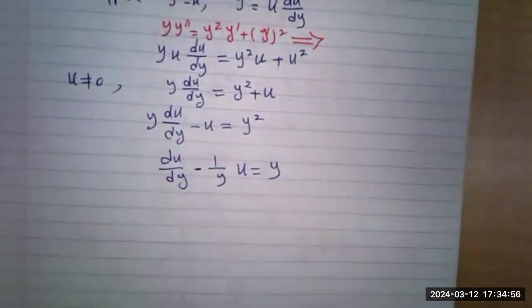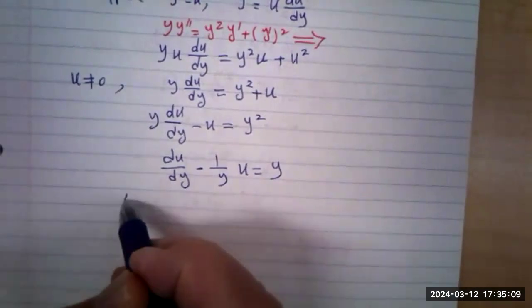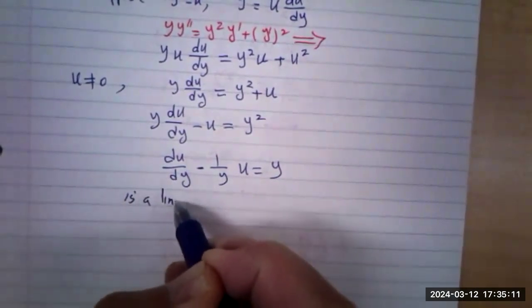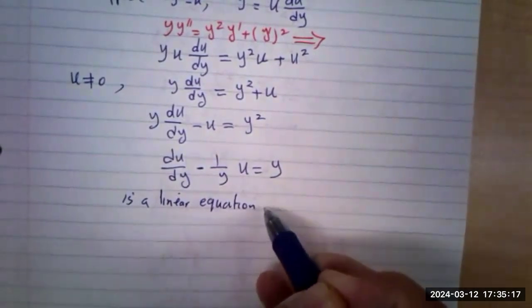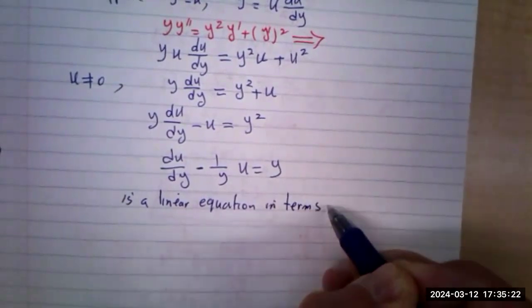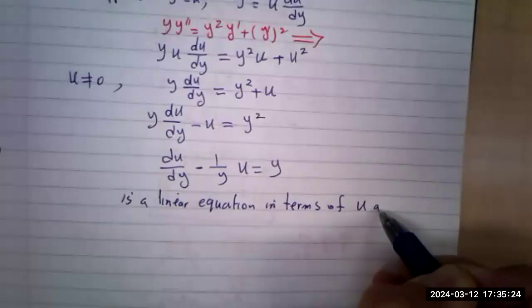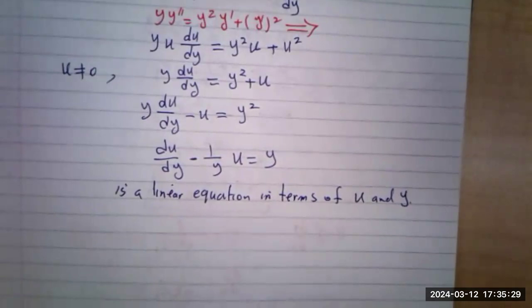What type of equation is this one? It's linear, with respect to u and y. If you want to write the formula, be careful. It's a linear equation in terms of u and y, so you go with p of y because your variable is y.